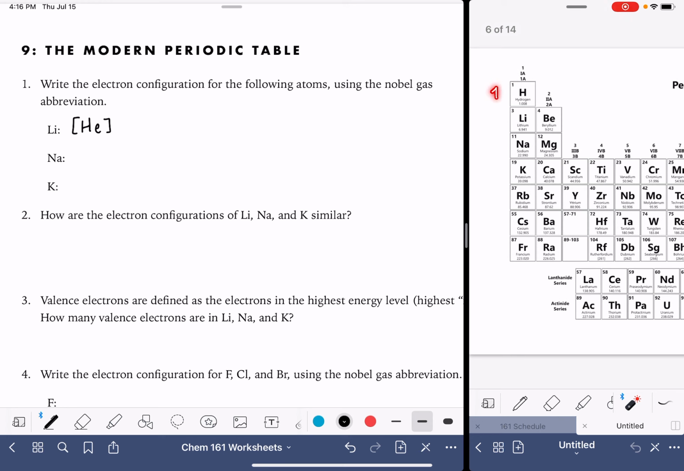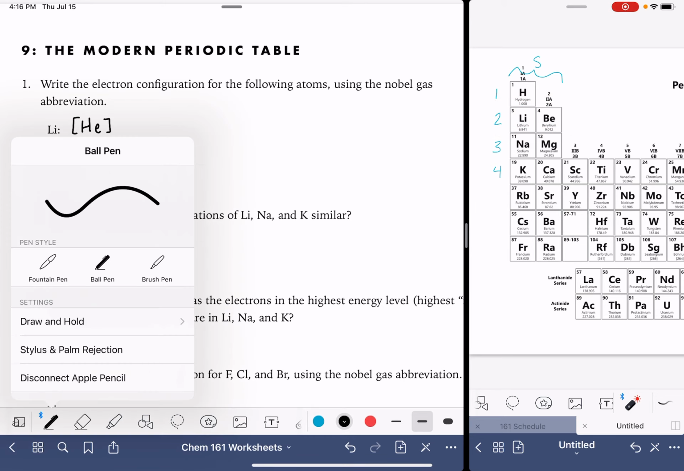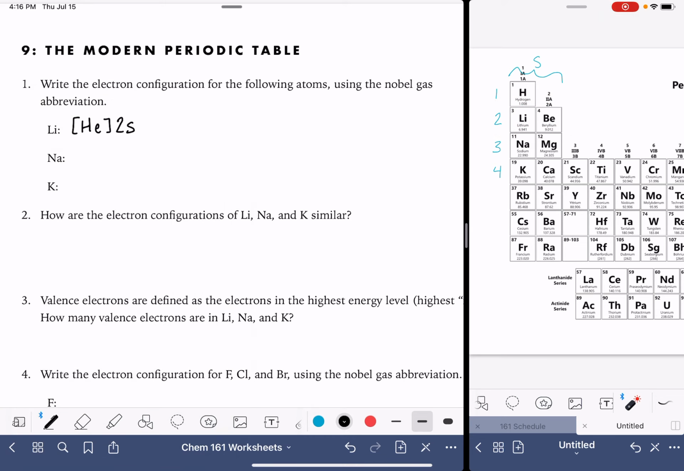So this is the n equals 1 level. This would be the n equals 2 level. Maybe I'll just mark that. We'll need a few of these. And all of these are the s electrons. So after helium, we are in the 2s and we have 1 electron. So that's going to be 2s1.